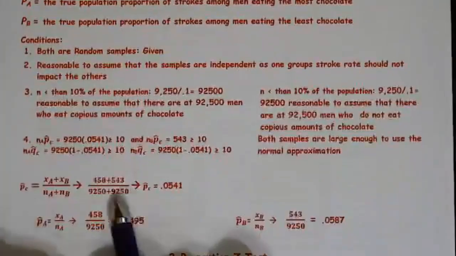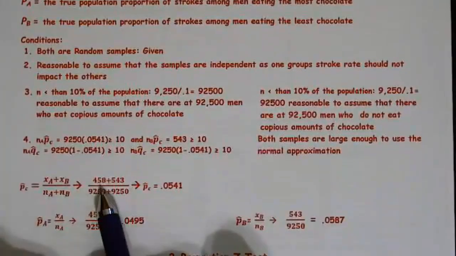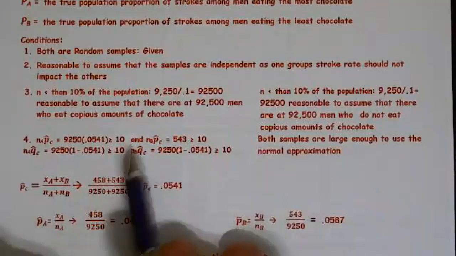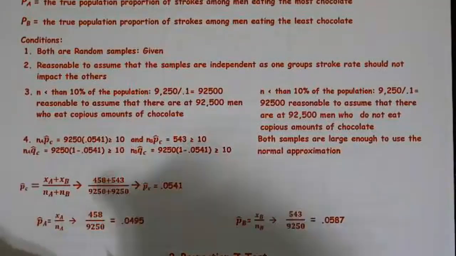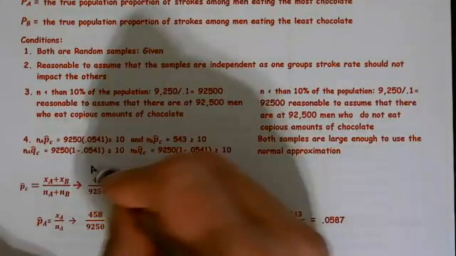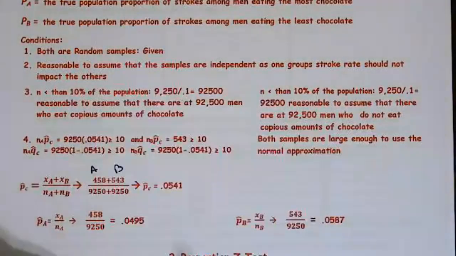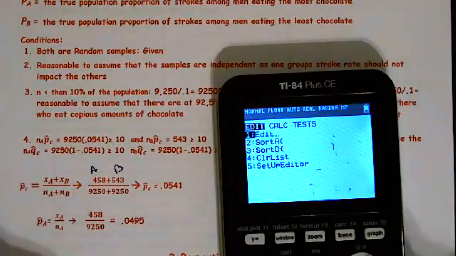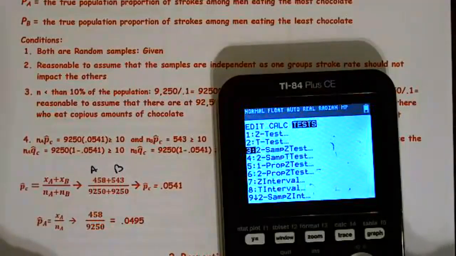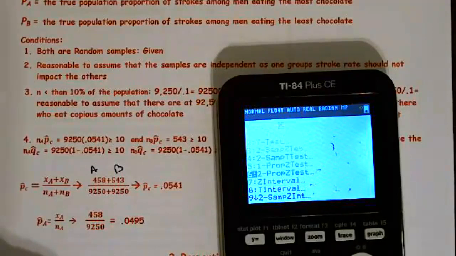So I need to calculate p hat c so I can check my normality. Well, 458 in Group A plus 543 in Group B, and that ends up being 0.0541. And at this point, I might as well plug it into the calculator and do the work there. So STAT, TESTS, two-proportion z-test.